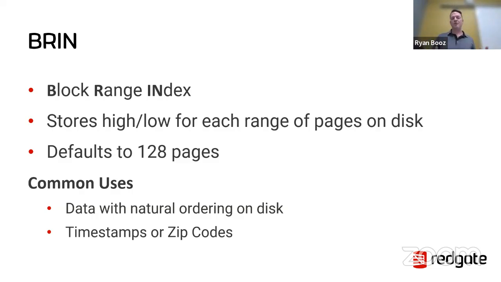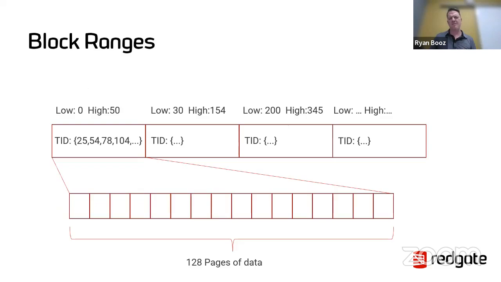And so this is really useful. They're very, very small. They simply store pointers to the block range, the range of 128 pages that you need to look at, and that's it. So data that has natural ordering, like time series data, is really useful for BRIN indexes. Zip codes, something that might increment over time, or counter values that increment over time. If you're storing something like that, then we know that within a range of pages, the value exists or doesn't exist, and we can move on very, very quickly. These are very, very small.